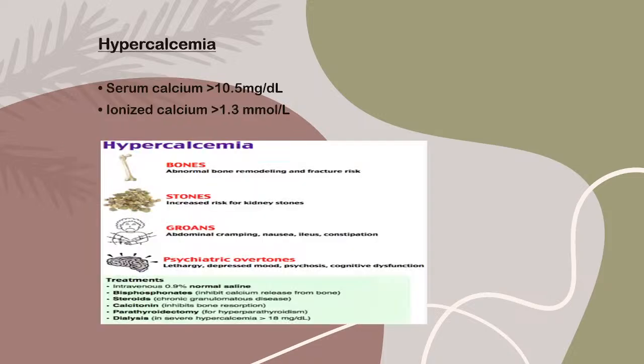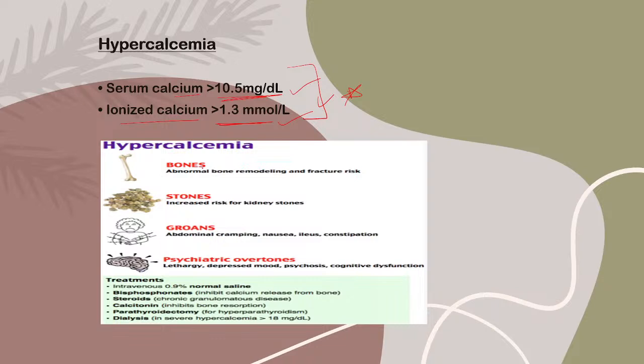So now we would be moving ahead towards hypercalcemia. So in hypercalcemia, serum calcium is more than 10.5 milligram per deciliter and ionized calcium is more than 1.3 millimole per liter. These are very important values and you need to remember these. Alright. So, what happens in hypercalcemia?